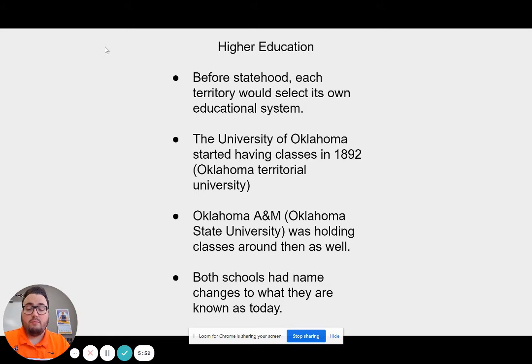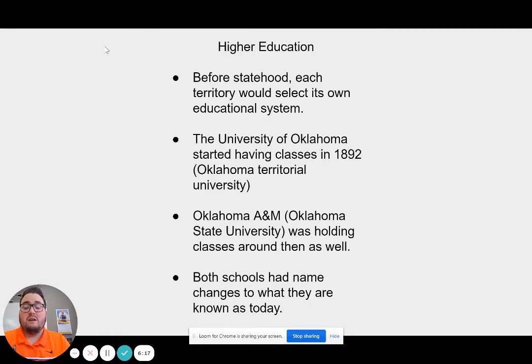Okay. Oklahoma State University was having classes at around the same time, but it was not called Oklahoma State University. It was called Oklahoma A&M. Okay, so A&M means agricultural and mechanical. So it was kind of like a farm school. If you wanted to go learn a trade, if you wanted to go learn how to work on machines, you would more than likely go to Oklahoma A&M.